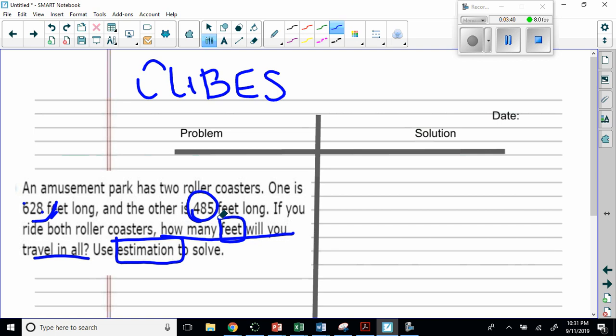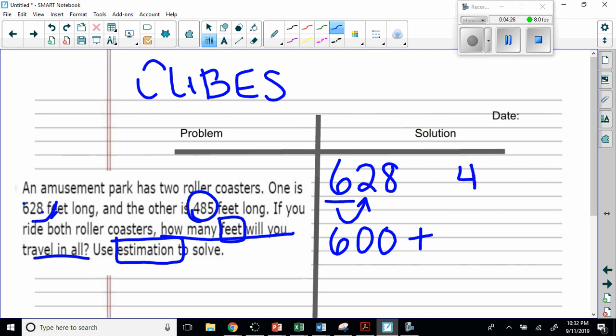Okay, so the way that I would look at this is I would first take 628, which was the first roller coaster, and I need to make a decision of what process or strategy I'm going to use to estimate. I'm going to use rounding, and I'm going to round to the hundreds place. So that means I'm going to be looking at the 6. I'm going to look behind there. The 2 is not 5 or above, so I do not need to give the 6 a shove. So I'm going to keep it the same, and everything after it is going to become 0. So I've estimated 628 to be close to 600.